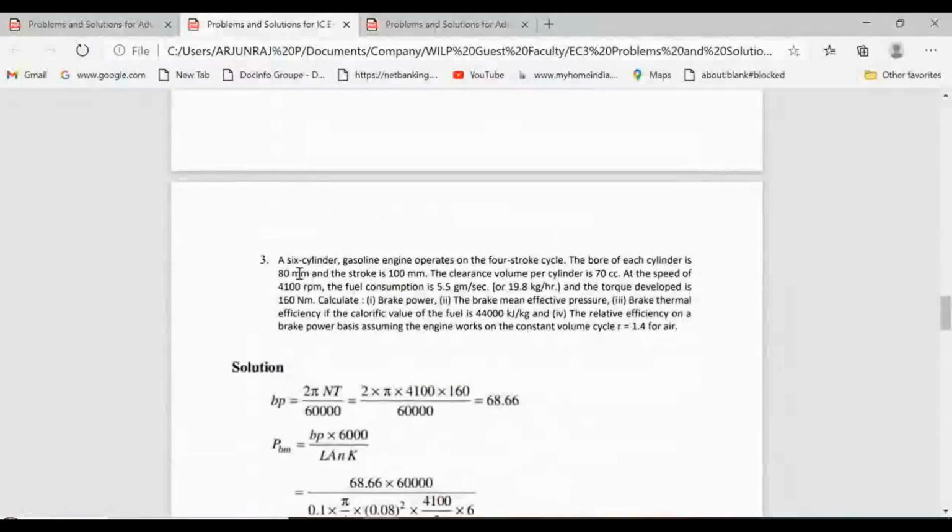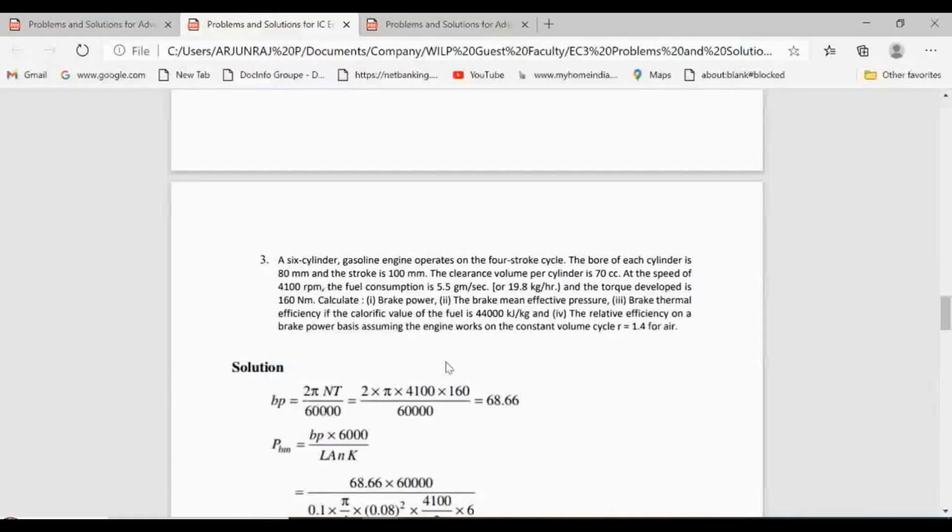Okay. So in the third problem, what they have given is a six-cylinder engine, a gasoline engine operating on a four-stroke cycle. Here they have given the bore as 80 mm, the stroke as 100 mm, and the clearance volume VC as 70 cc, and the speed is also given as 4100 rpm.